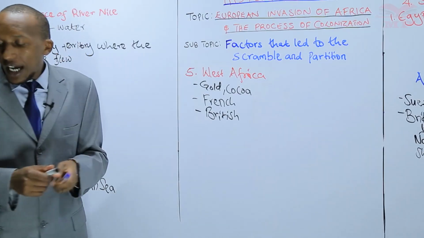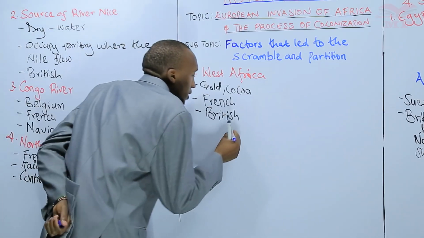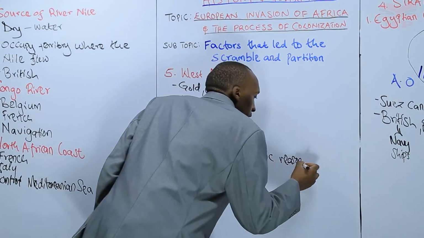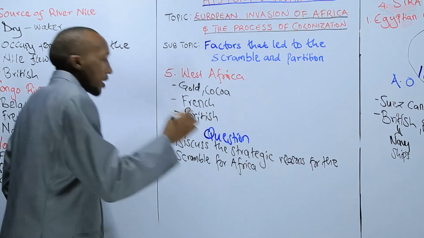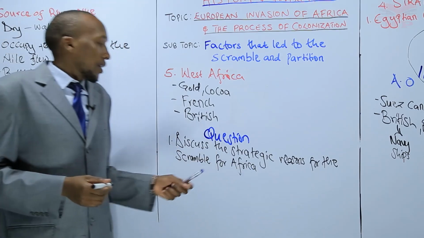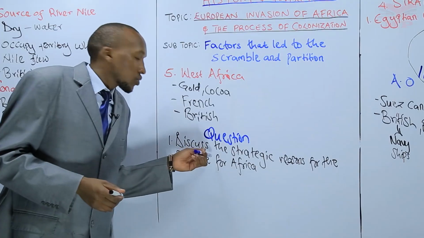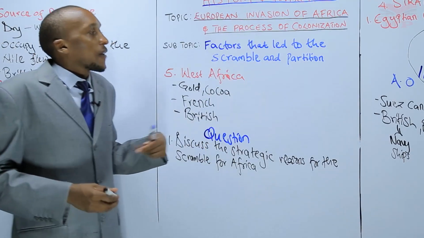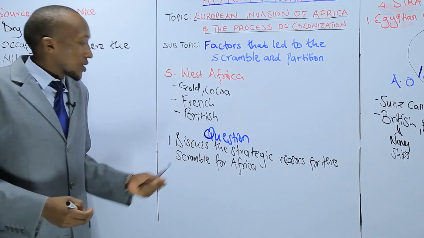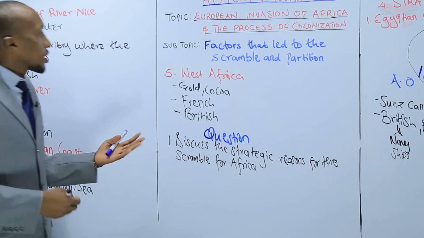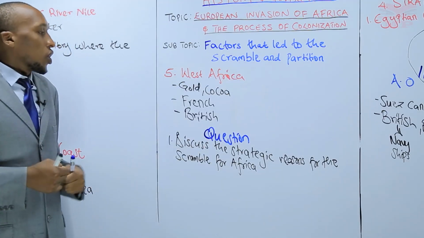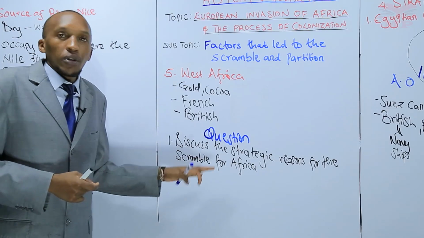So my dear learner, as we conclude, I want you to attempt this question. Discuss the strategic reasons for the scramble for Africa. Remember, I've asked you to discuss. So you do not just mention, you have to give details. How did the Egyptian question encourage scramble for Africa? How did the West African region lead to the scramble for Africa?